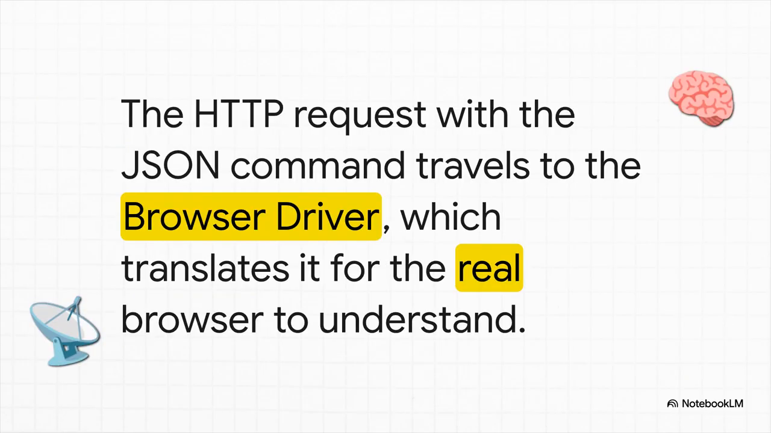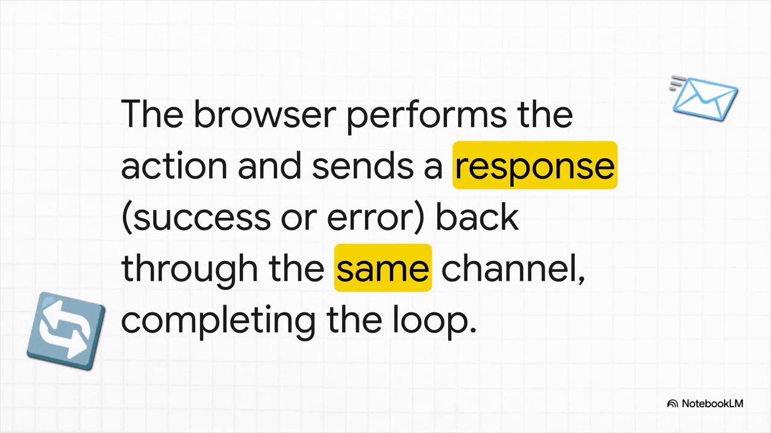That HTTP request, with its JSON payload, travels across your local network to the browser driver, which is just sitting there listening for instructions. The driver catches it, reads the JSON, and goes, "Aha, I see what's happening. They want to find an element with this specific ID." It then uses its own internal, secret knowledge of its browser to make that happen.